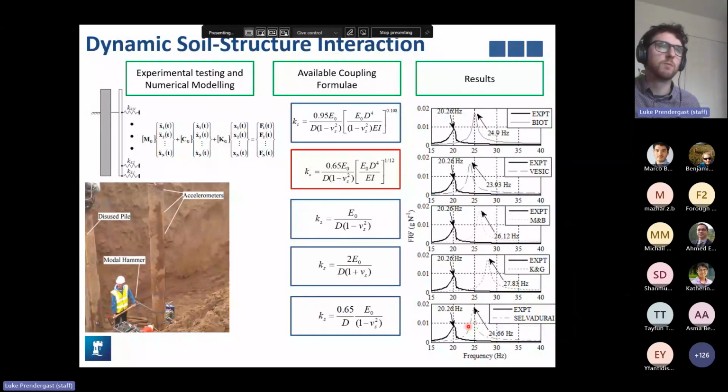Now, the first thing we noticed was that each of the numerical models overestimates the frequency response, and it also underestimates the system mass. So for those who are familiar with frequency response functions, the height of the peak in the acceleration FRF is related to the mass in the system. So this is an underestimation of mass.